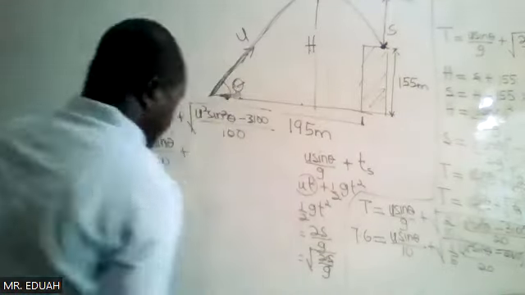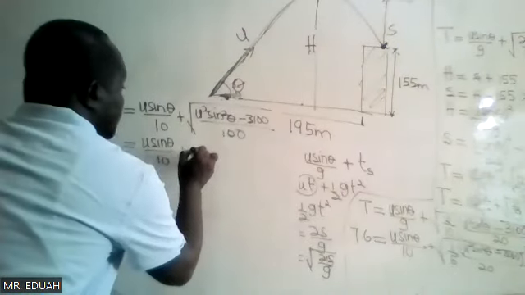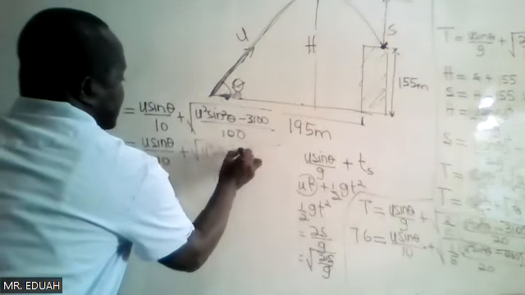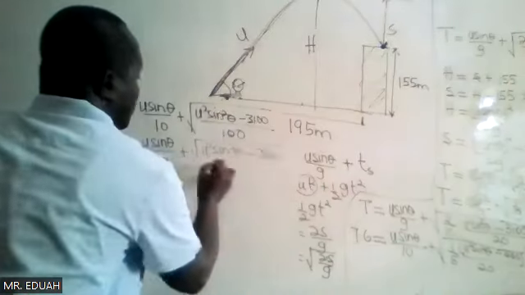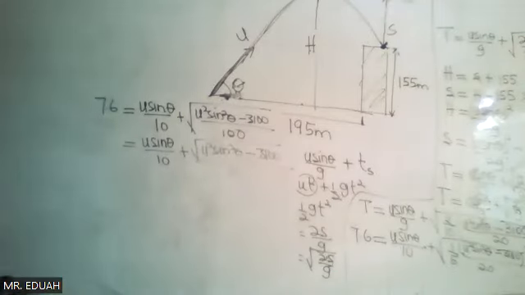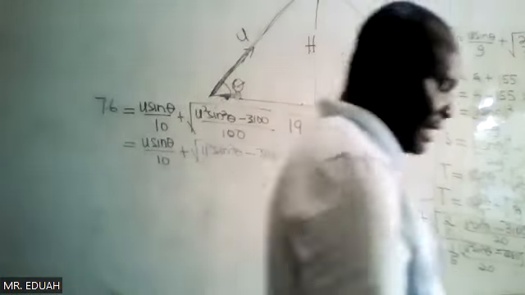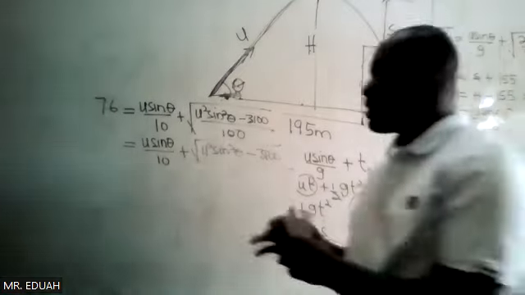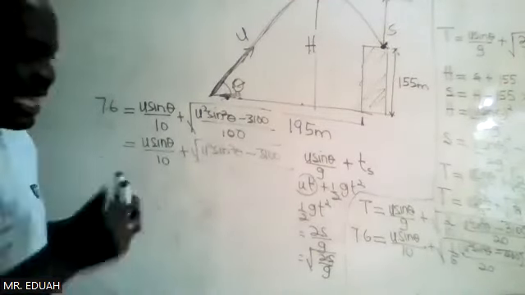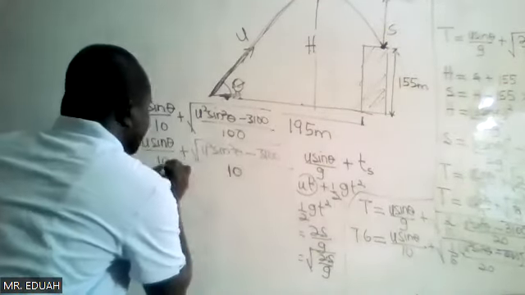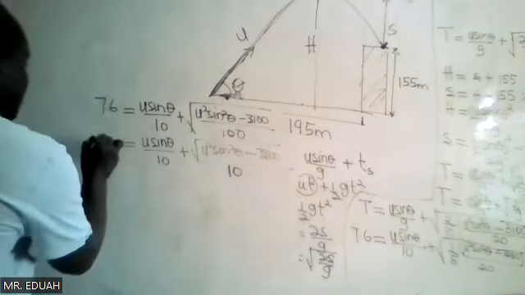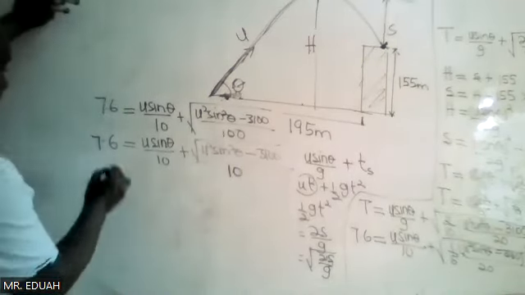Let me clear this part a bit. So we have the root of u squared sine squared theta minus 3,100, but divided by, when we take the square root of 100, you have 10. It's becoming clearer. What I can do is eliminate the denominator 10 by multiplying through by 10. So I multiply through each term by 10.